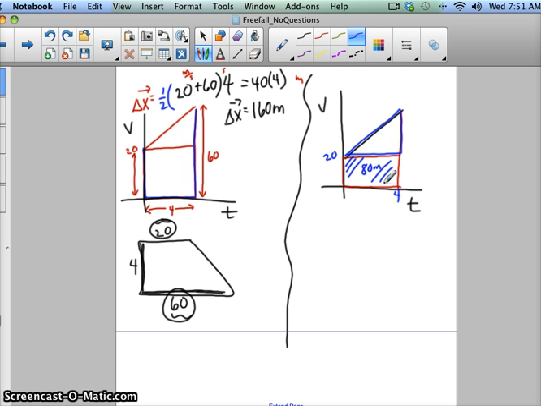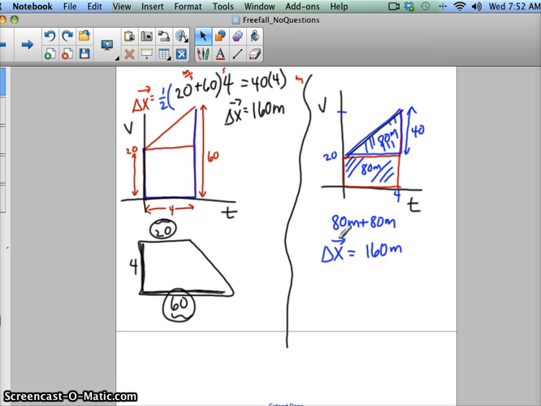And then the triangle, the change in velocity in this problem was 40. So that's the triangle's height. And the width was 4. So 1/2 40 times 4 is the same as 20 times 4, which again is also 80 meter area. We add these up, and we should get the same thing we got using the trapezoid equation, which was 160 meters being our displacement.